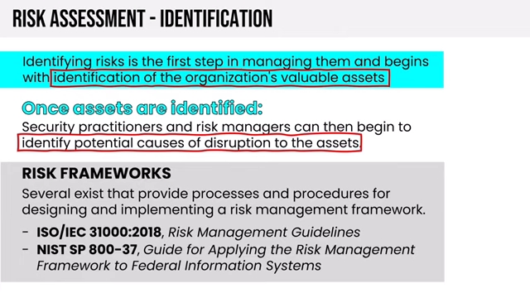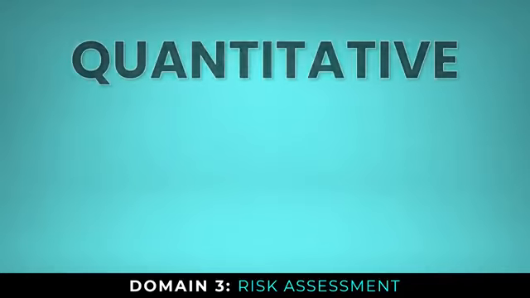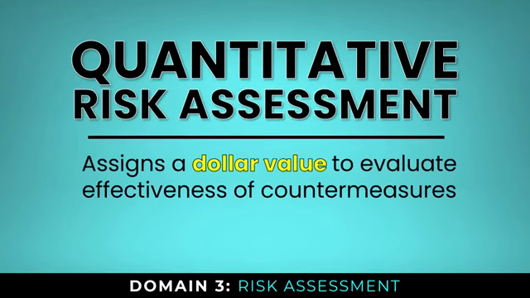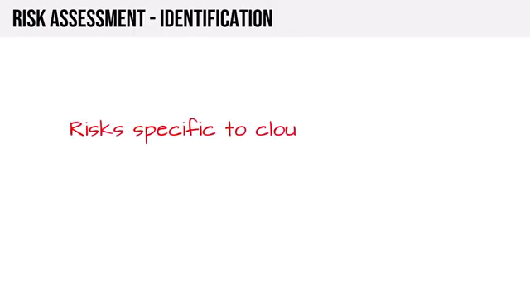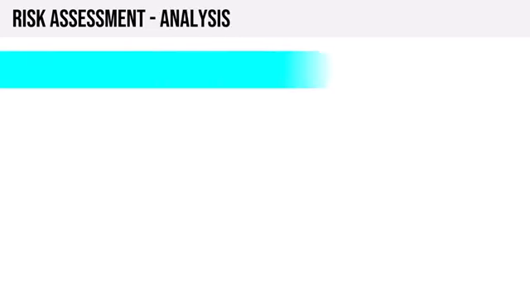And while NIST guidance is applicable to government information systems, you're definitely going to find guidance in there that's equally applicable in commercial businesses. Now, I want to talk about another aspect of risk assessment called out in the official study guide, and that is quantitative risk assessment, which assigns a dollar value to evaluate the effectiveness of countermeasures. Quantitative risk assessment is objective. It ensures our controls are cost effective. In other words, that our countermeasures are not more expensive than the impacts themselves. And risks specific to cloud environments should be identified when we're making a decision to use a cloud service. We should assess that risk before we take that step into that cloud service.